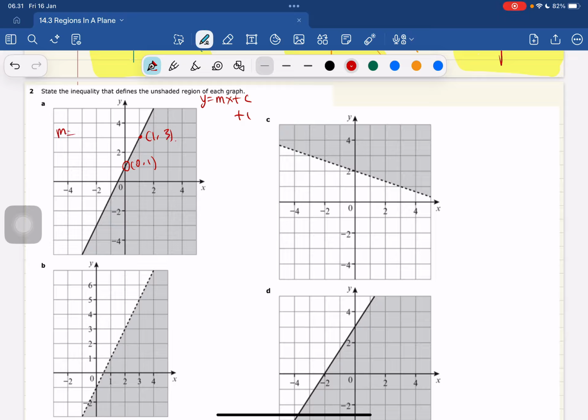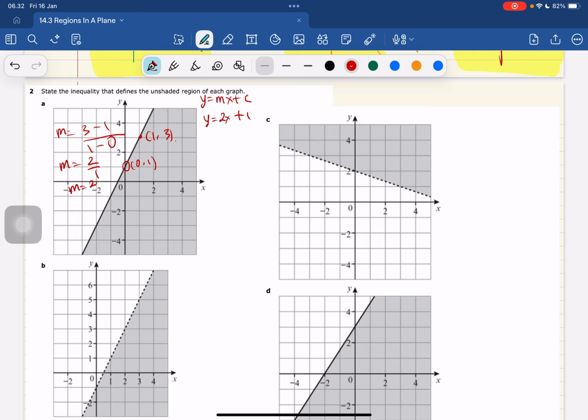So let us find the gradient. First, y is 3 minus 1, divided by 1 minus 0. So the gradient is 2 over 1, so the gradient equals 2. So we got it, the function is y equal to 2x plus 1. However, as this is a full line, it can be less than or equal or bigger than or equal.